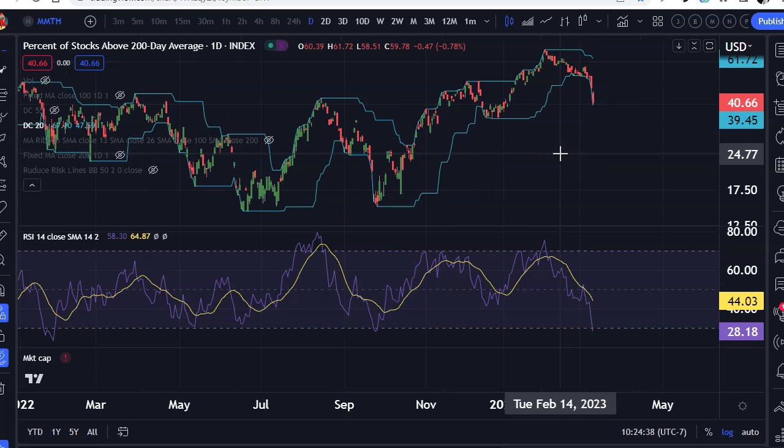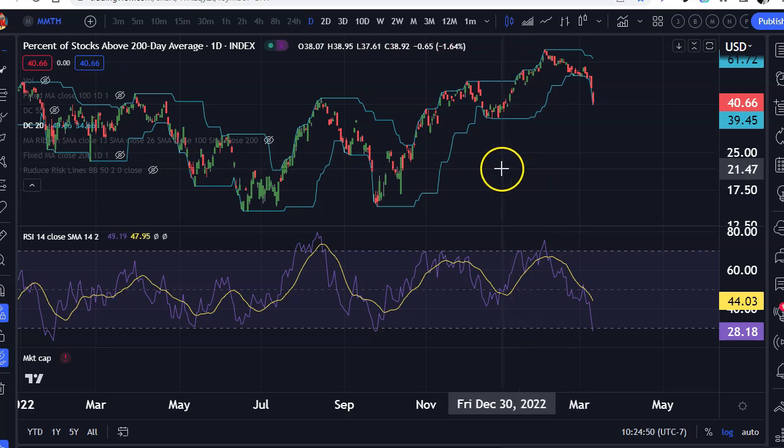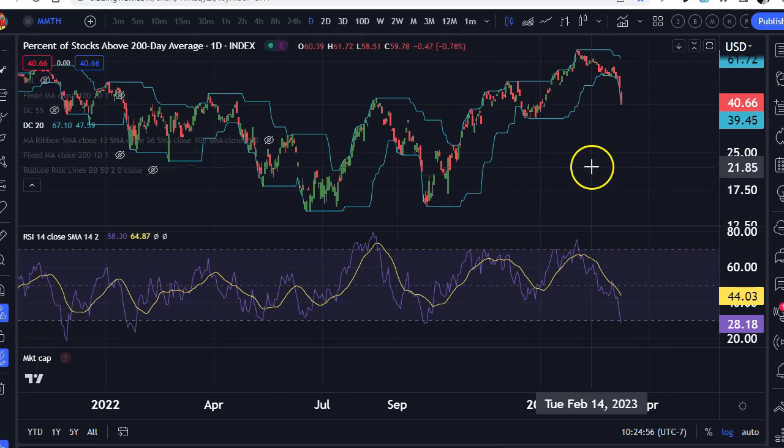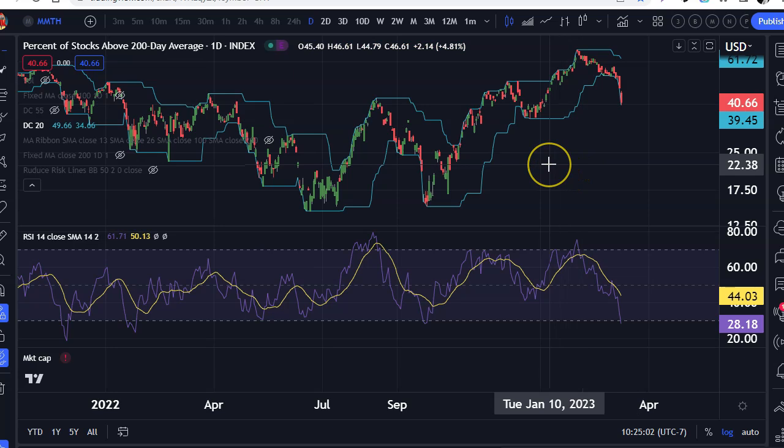So after I put them on, I want to reduce my risk, and then I wait for a comfortable time to put them on. And I have multiple strategies, so I always have something to do. But for swing trading or short-term spread trading on SPY and SPX, this is what I'm looking at for putting on bear spreads or bull spreads on the S&P.